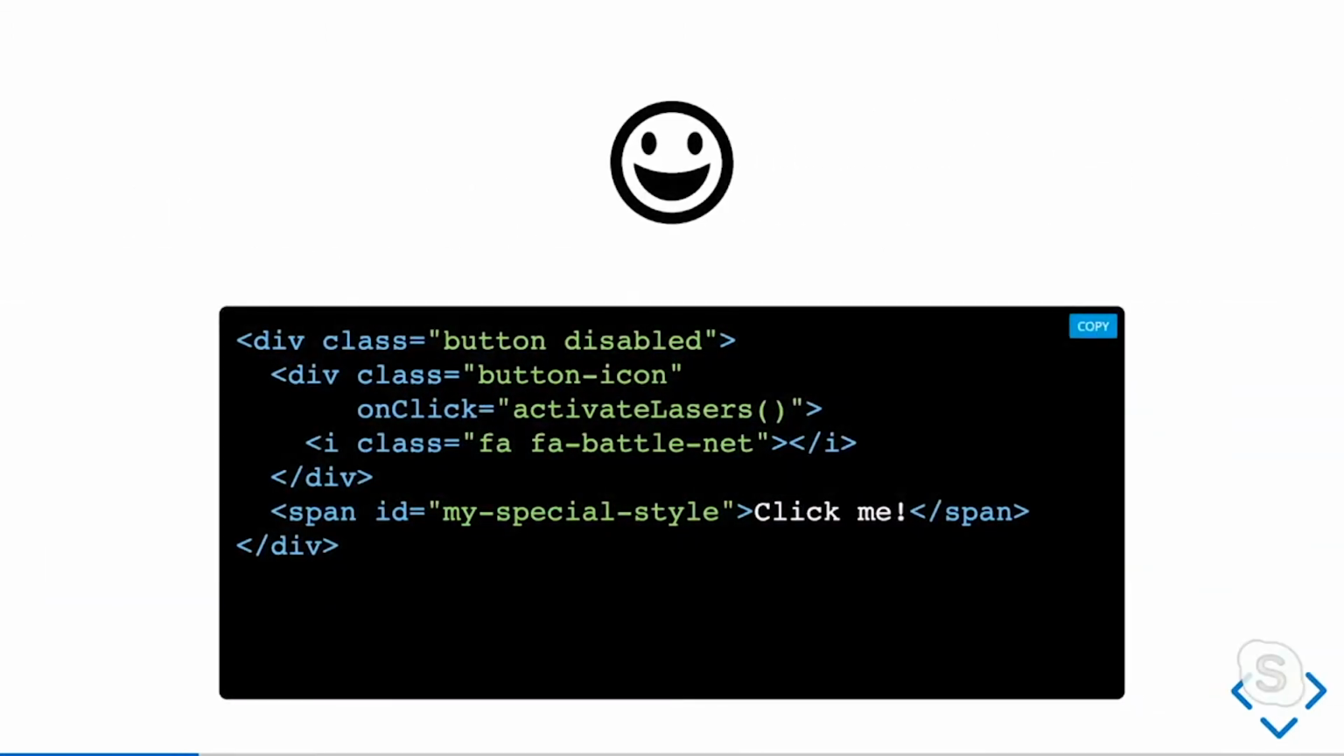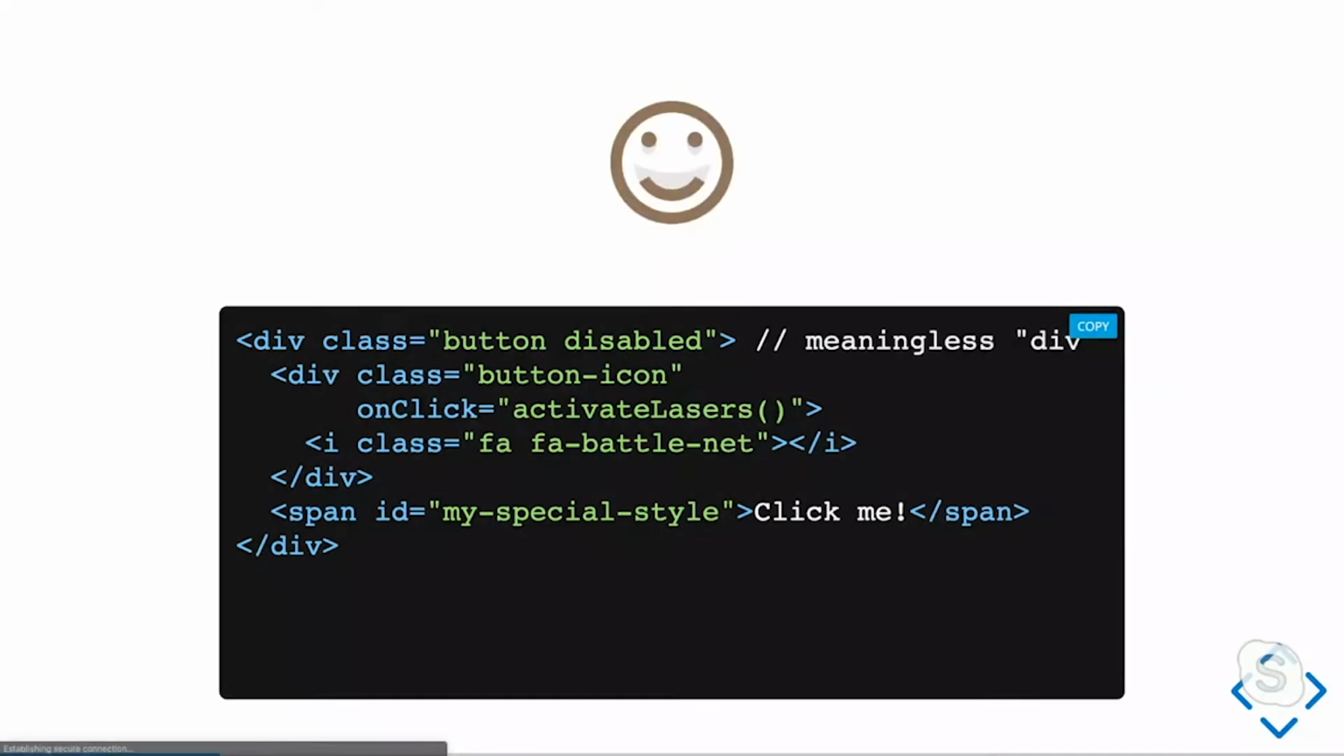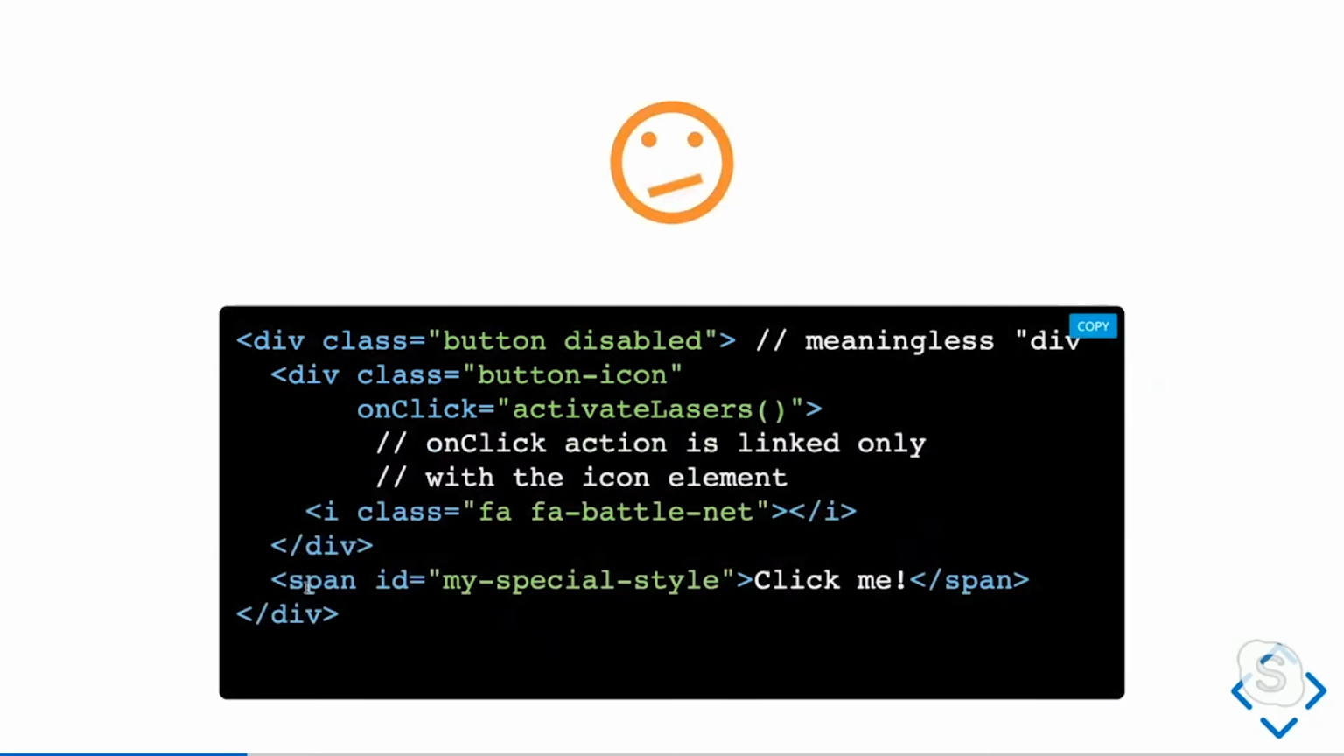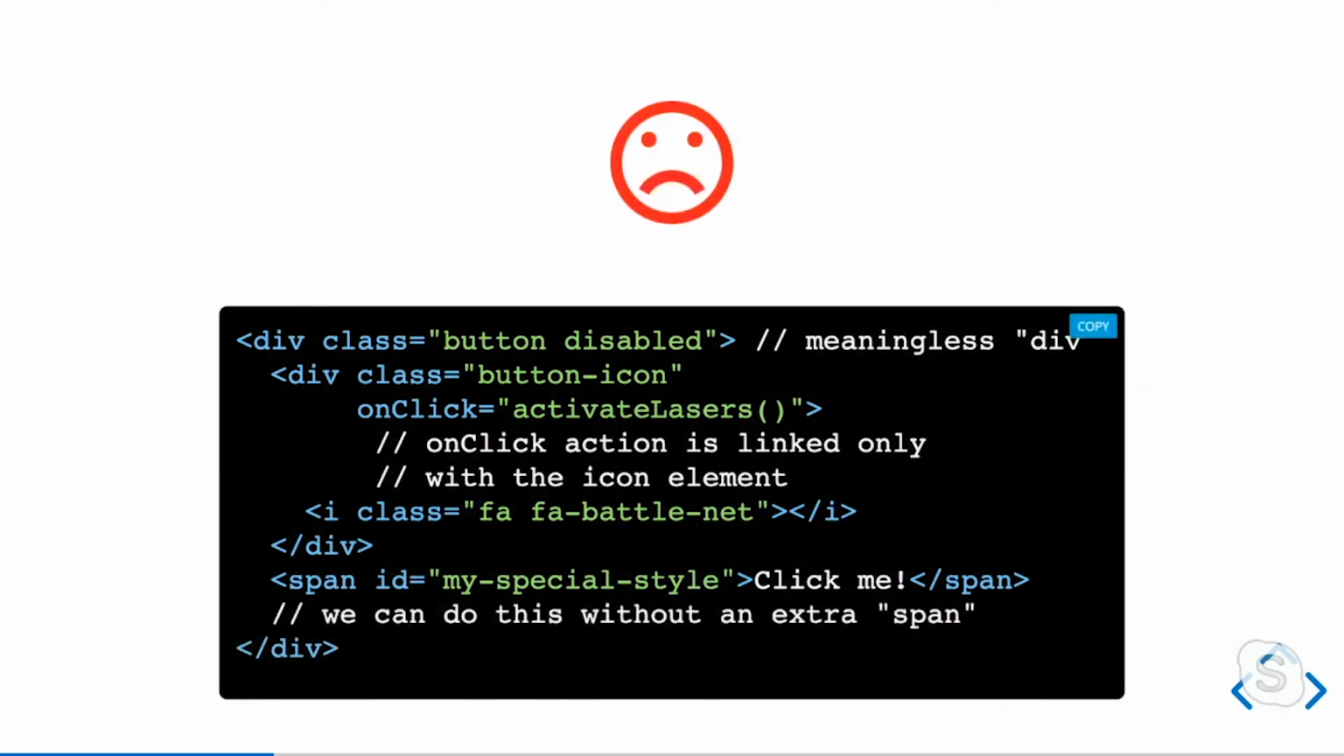So this is the current state, which you already found out is not the best one, because we have the meaningless div. It has no semantic value, so we should replace it with something else. Then you also mentioned that the onClick is attached only to the wrapper around the icon, so it's not for the whole button. And also we should focus on the content of the button, the text itself. We can also get rid of the span, because I don't think that we need that at all.